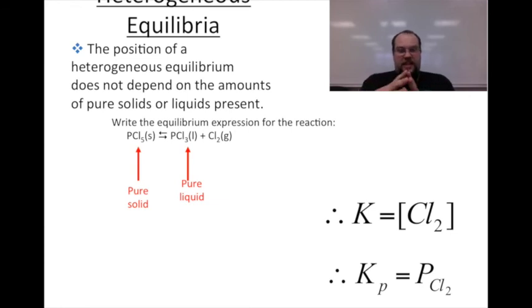I hope you understand now what K is. K is a ratio between products and reactants, and it tells me how much product versus how much reactant formed, or how far my reaction went before it reached that equilibrium point.